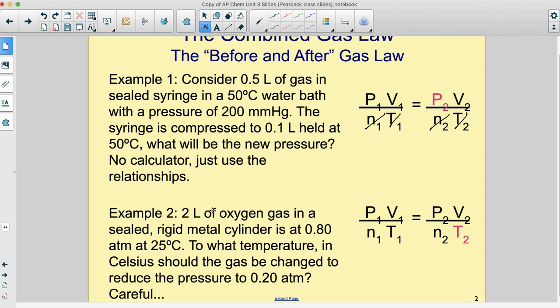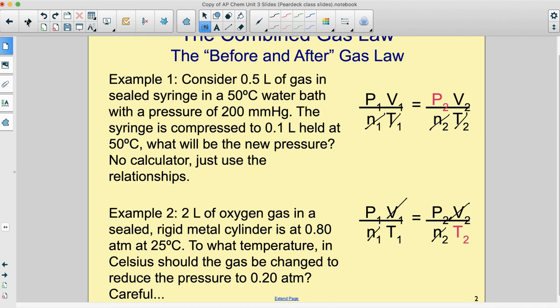In example 2, 2 liters of oxygen gas in a sealed rigid metal cylinder is at 0.8 atm at 25 degrees C. To what temperature in Celsius should the gas be changed to reduce the pressure to 0.2 atmosphere? So we're going from 0.8 down to 0.2. So the pressure is going down 4 times. We are holding the volume constant. We are holding the moles constant. So we just have a pressure-temperature relationship.